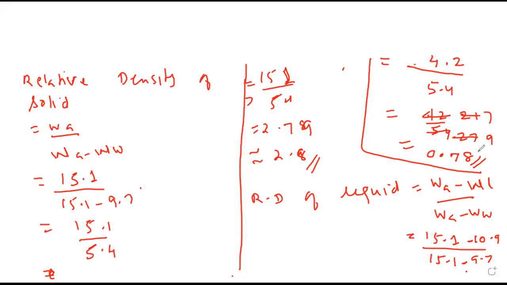Yes, sir. Completed? Yeah, sir. Can you tell me what is density defined as? Mass per unit volume. Mass per unit volume is called density.